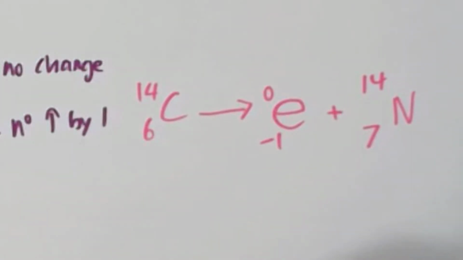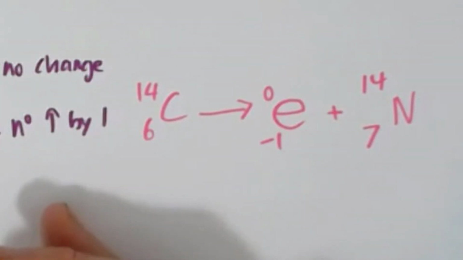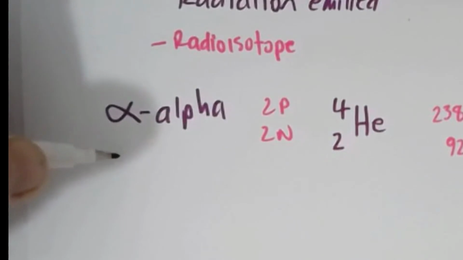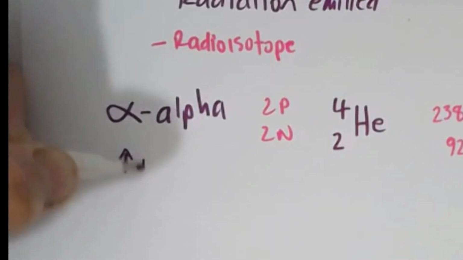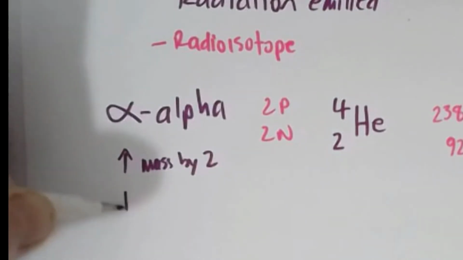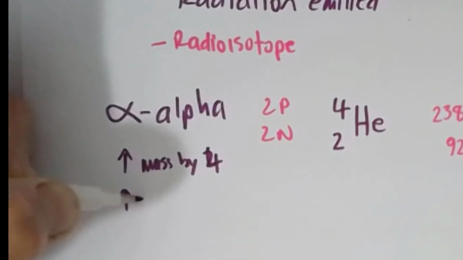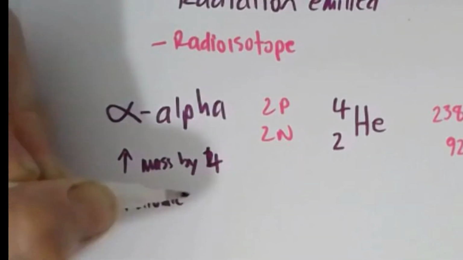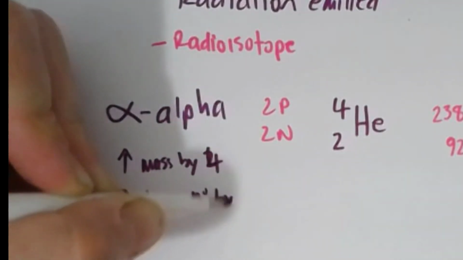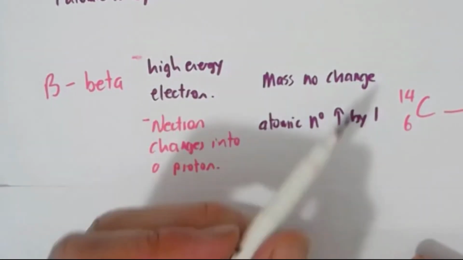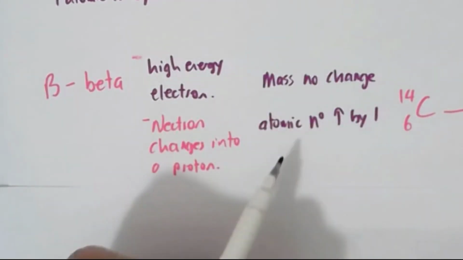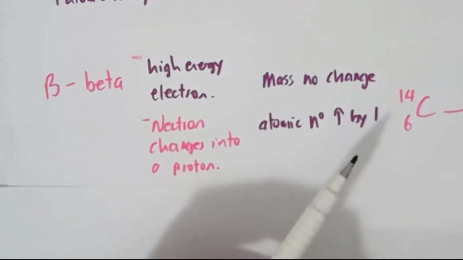Okay, so there's a lot there, isn't there? Take home message: with alpha decay, we have a decrease in the mass by 4 and a decrease to the atomic number by 2. With a beta decay, the mass number is not changed and the atomic number is increased by 1.